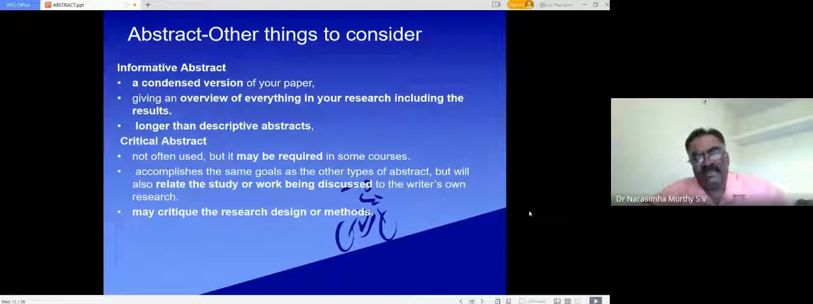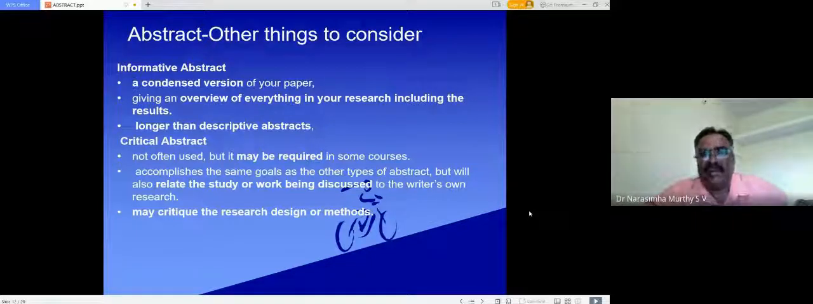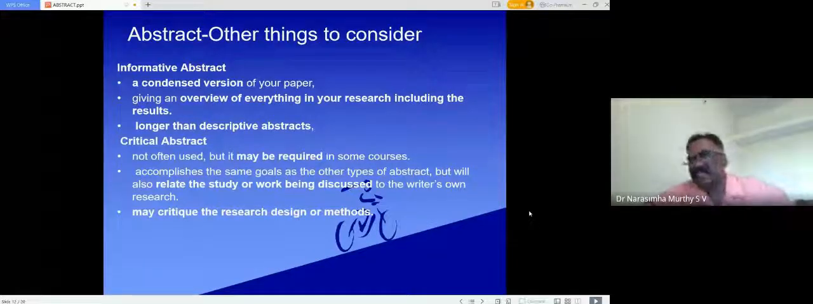An informative abstract is longer than the descriptive abstract because a descriptive abstract only gives hints of the different subsections. In fact, it's a prose form of a table of contents. But an informative abstract is a short summary of the whole article or paper. And sometimes, the critical abstract is the most popular kind of abstract in scientific or technical research papers. It may be required. Sometimes the scientific journals, technical journals, demand this kind of abstract.